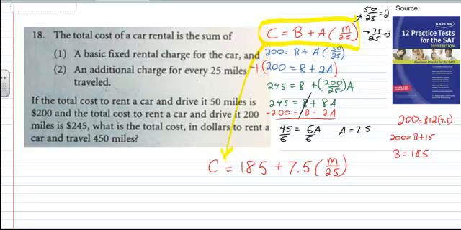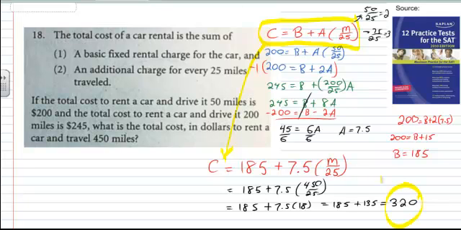Then finally they're asking us what happens when we rent the car and drive it 450 miles. So for M we can plug in 450 and we get C equals 185 plus 7.5 times 450 over 25. 450 over 25 is really 18. And so we get 185 plus 7.5 times 18, which is 135. And 185 plus 135 equals 320.